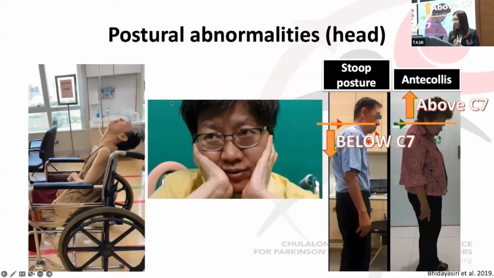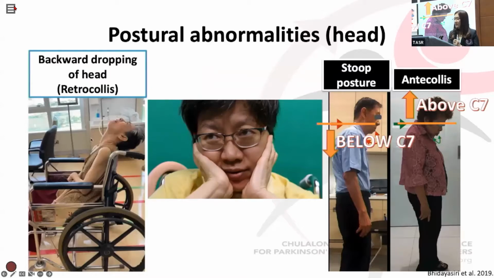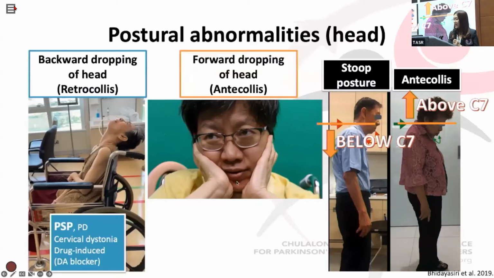The common postural abnormalities of the head include backward dropping of the head, or retrocollis, and forward dropping of the head, or we call it anterocollis. The picture on the left here demonstrates the retrocollis. When we find retrocollis on examination, the common differential diagnosis should include PSP, of course. However, there are other differential diagnoses as in the blue box here, and we'll talk about this later on.